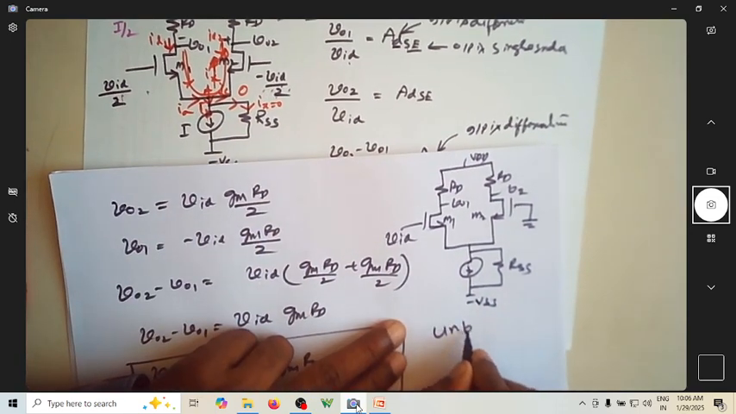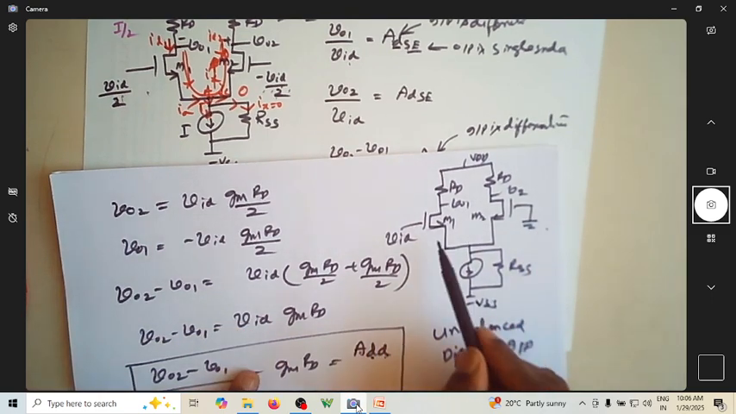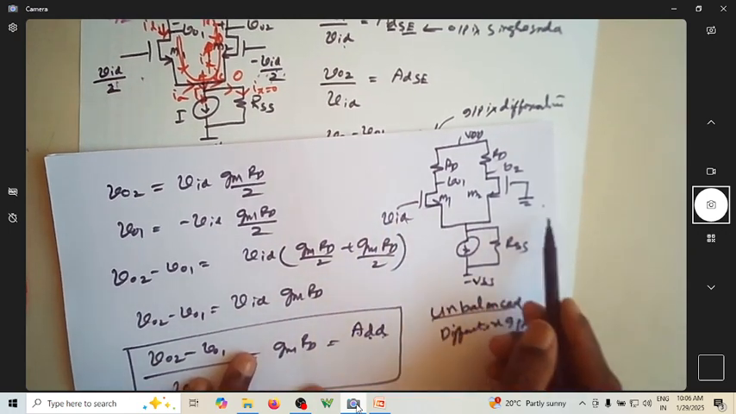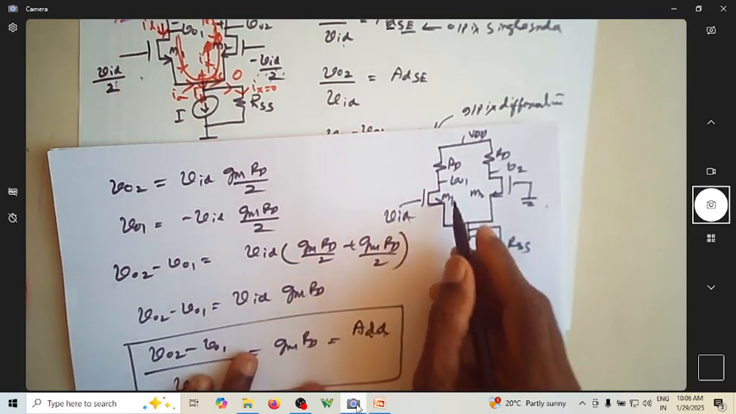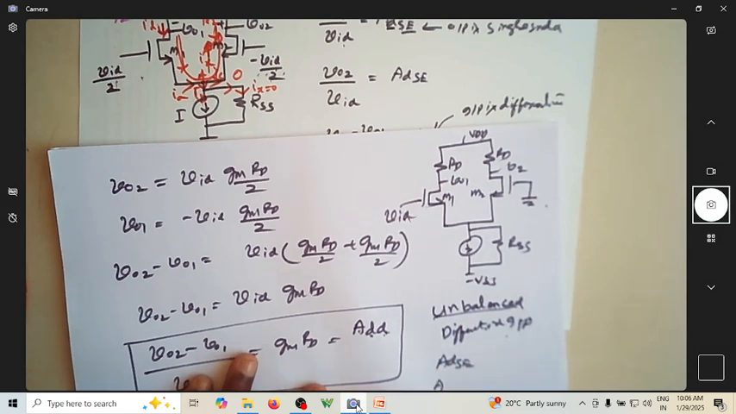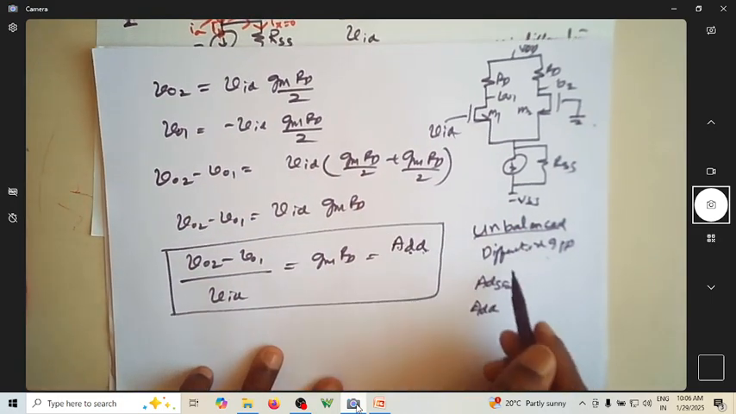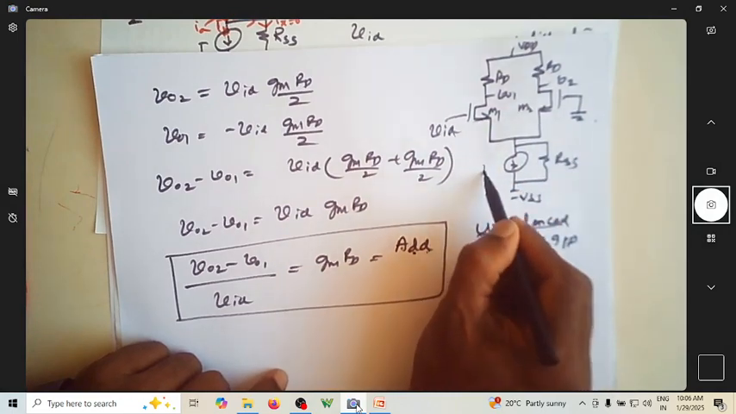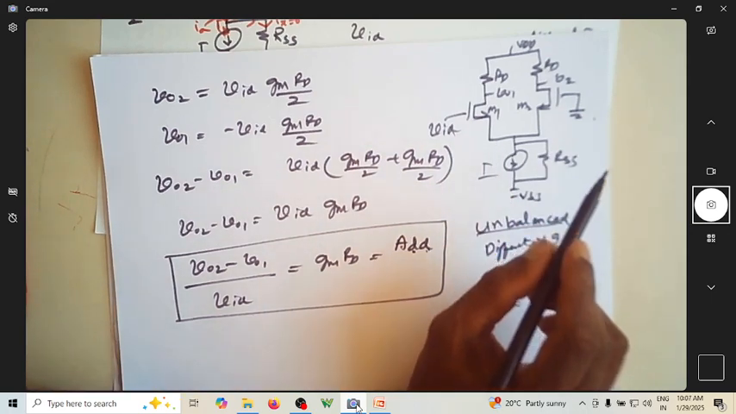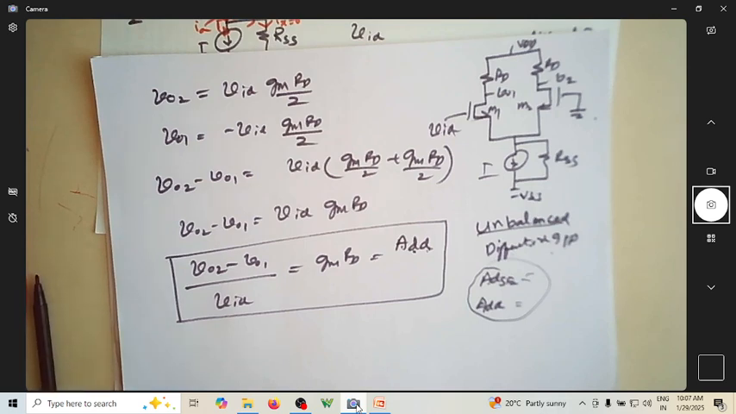now it is an unbalanced differential input. Why is it unbalanced? Because over here you are giving 0, here you are giving VID. So that's what is unbalanced. Why is it differential? Because here we have a different input and here we have a different input. So that's why it is unbalanced differential input. The gain expressions for ADSE and ADD remain the same as we did for a balanced input. When you have RD the same and both transistors identical, even if you apply a differentially balanced input or differentially unbalanced input, the expression for AD remains the same. So this is one key parameter you should remember.